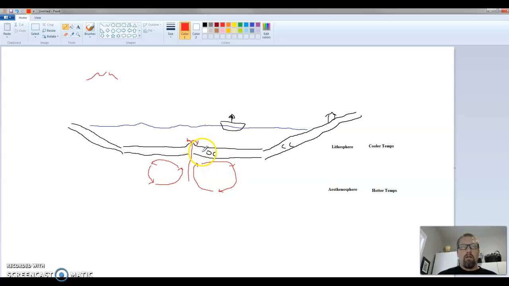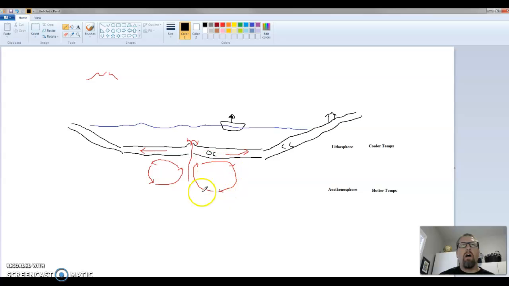Okay, so as we move away from the mid-ocean ridge, the age increases as we move away. The rocks get older and older and older as we move away from the mid-ocean ridge. All right, so that's sort of seafloor spreading.